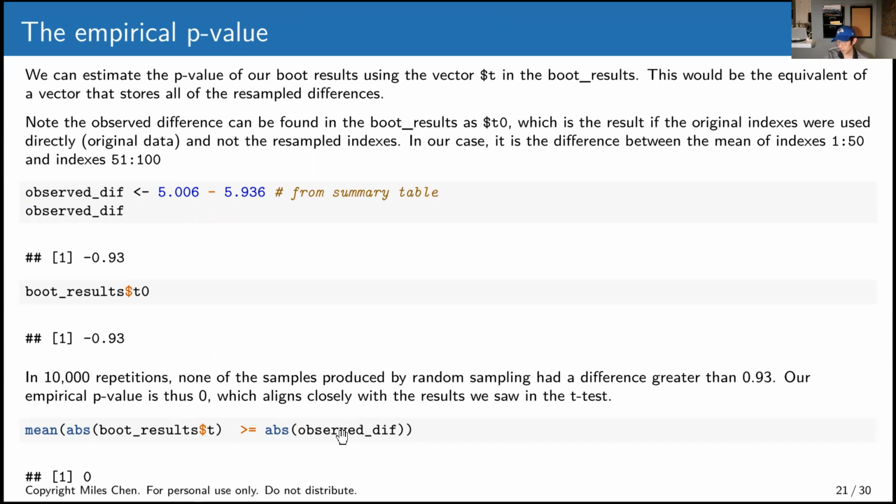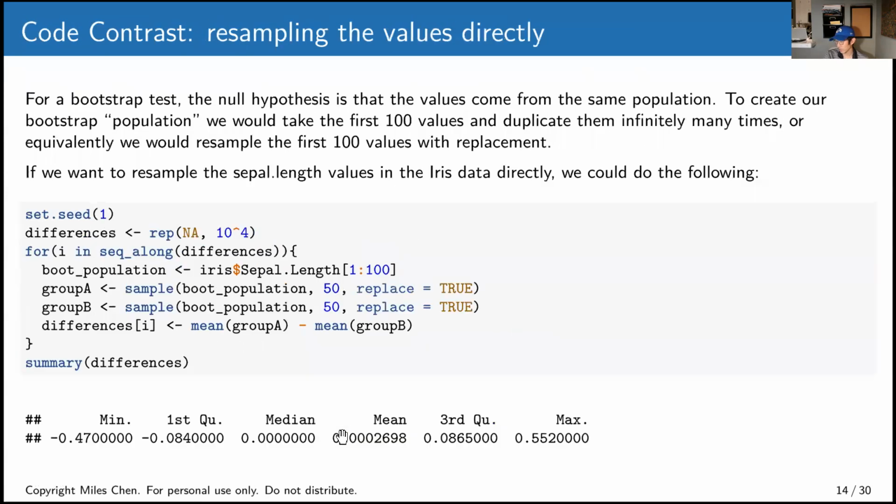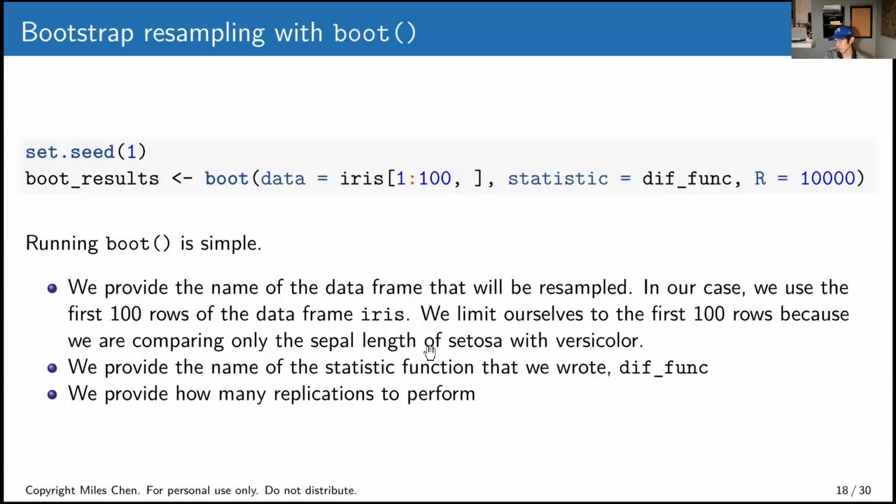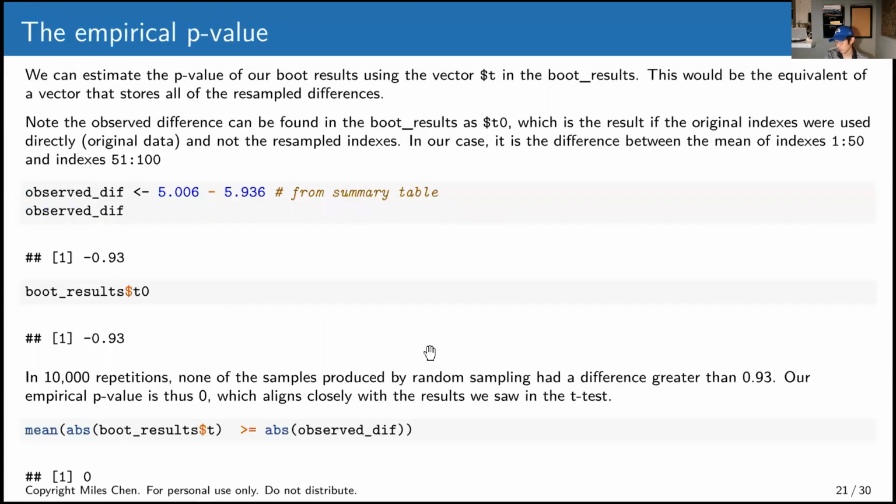And that aligns with what the t-test says. The t-test says, what's the probability of getting this difference of 0.93 by random chance? The probability that that would happen is on the order of 10 to the negative 16, or something very close to 0, practically 0 in a practical sense. So that aligns. After 10,000 repetitions, this happens 0 times.